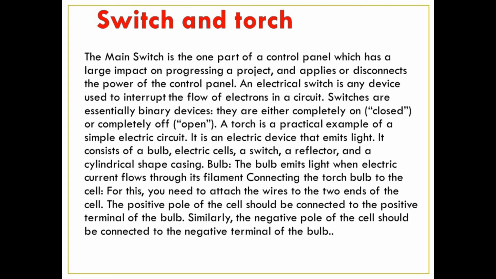For this, what all do we need? You need to attach the wires to the two ends of the cell. The positive pole of the cell should be connected to the positive terminal of the bulb. Similarly, the negative pole of the cell should be connected to the negative terminal of the bulb. Clear?